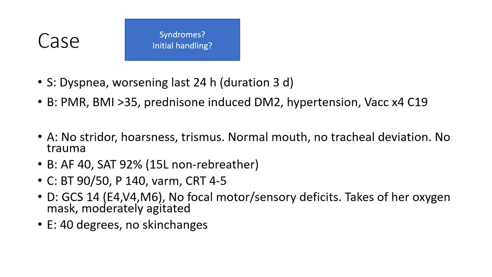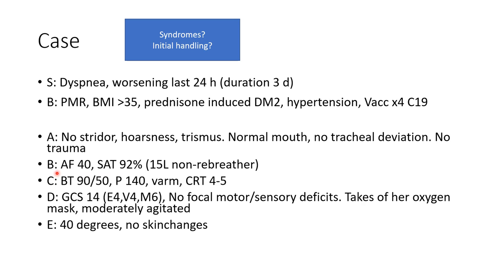Okay, so what kind of syndromes are you thinking about here? How would you handle that initially? Well, there's a few things in this history that make us really scared: that the patient, despite 15 liters of non-rebreather, has only 92%, and she has a high respiratory frequency, which is a really bad sign especially in the older population. She was around 65, so this is bad.